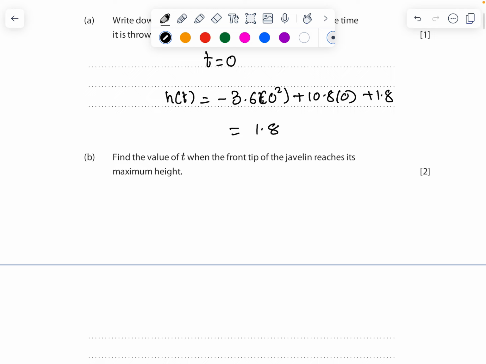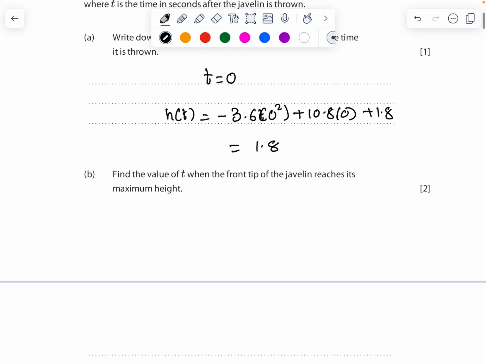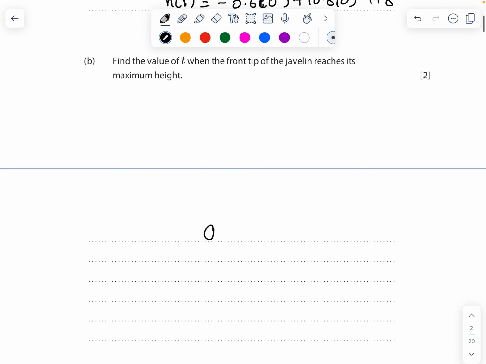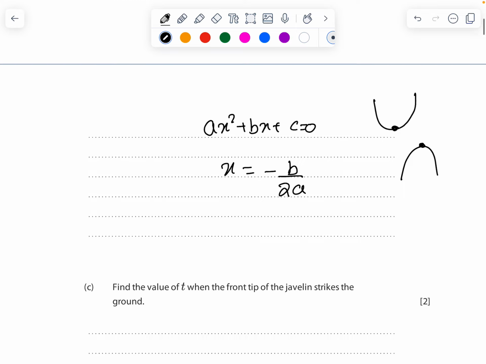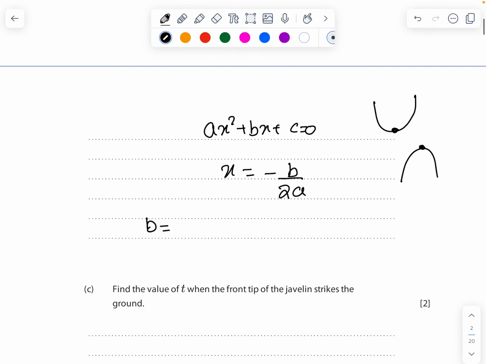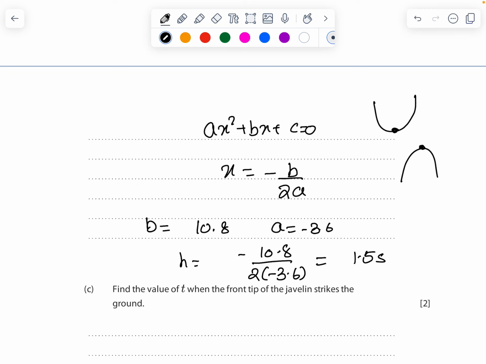Find the value of t when the front tip of the javelin reaches its maximum height. Here, we should know the formula: ax squared plus bx plus c will have a turning point, a maximum point or a minimum point, at a value of x equal to minus b upon 2a. Now we can see that the b value is 10.8 and the a value is minus 3.6. So minus 10.8 divided by 2 times minus 3.6. That's going to give the answer as 1.5 seconds.